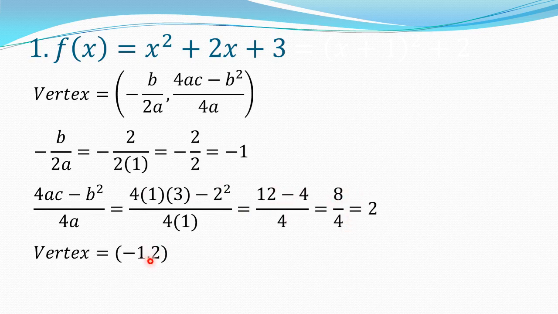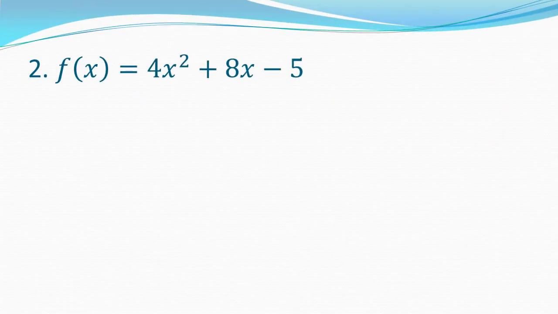So your vertex is negative 1, 2. This one we got from this, and this one from this. And we just solve this formula right here. And that's how it looks when we complete the square. So let's have a second example of that.